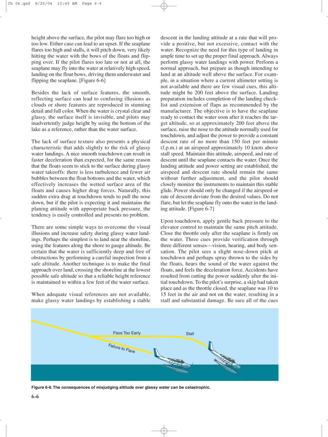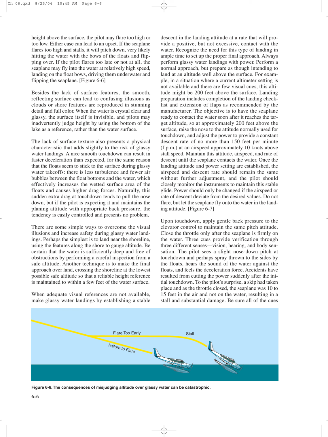When adequate visual references are not available, make glassy water landings by establishing a stable descent in the landing attitude at a rate that will provide a positive, but not excessive, contact with the water. Recognize the need for this type of landing in ample time to set up the proper final approach. Always perform glassy water landings with power. Perform a normal approach, but prepare as though intending to land at an altitude well above the surface. For example, in a situation where a current altimeter setting is not available and there are few visual cues, this altitude might be 200 feet above the surface.